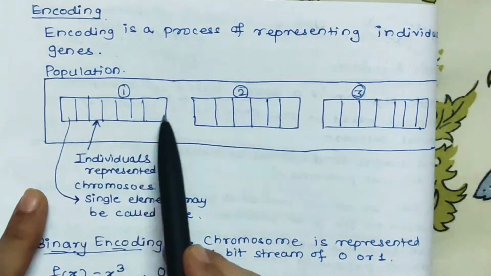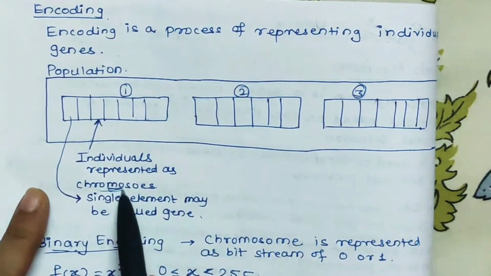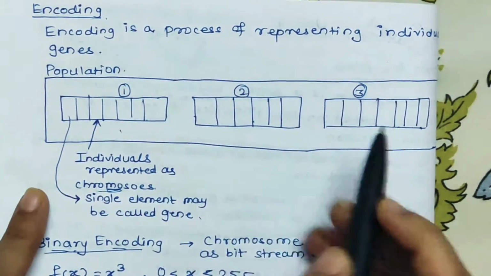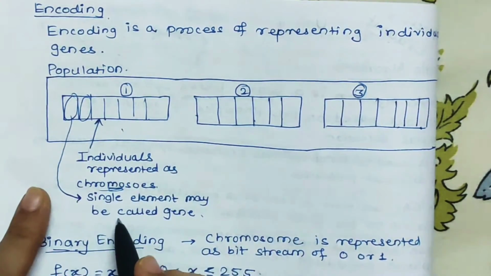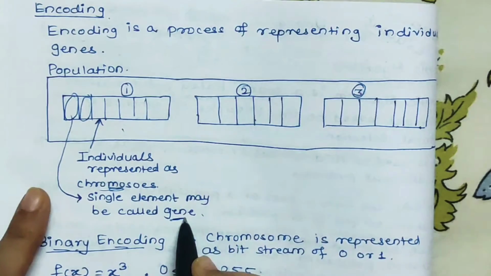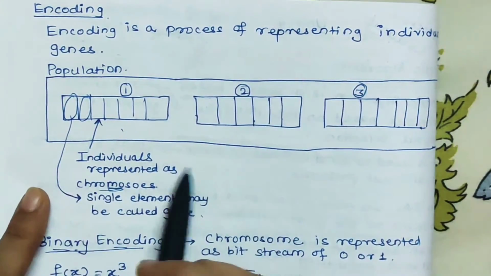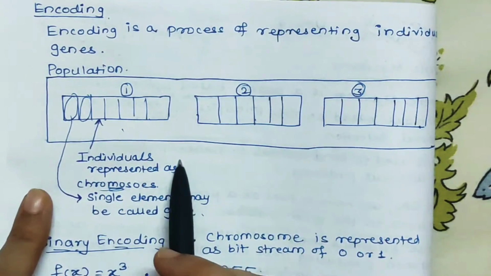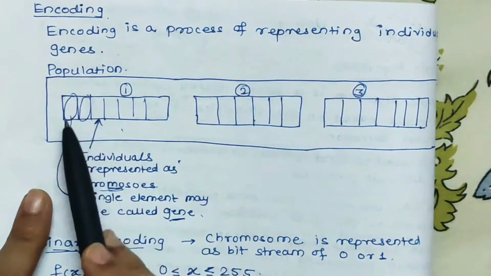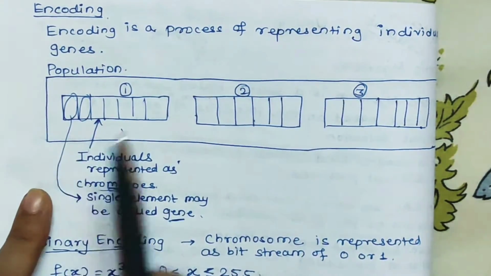Then every individual can be represented as a chromosome. We call this a chromosome, and the smallest element of this chromosome we call a gene. So this is the basic representation of a genetic algorithm: a population, then chromosomes and genes.